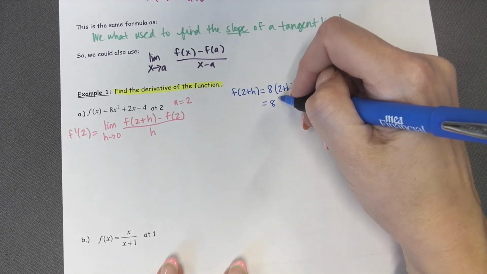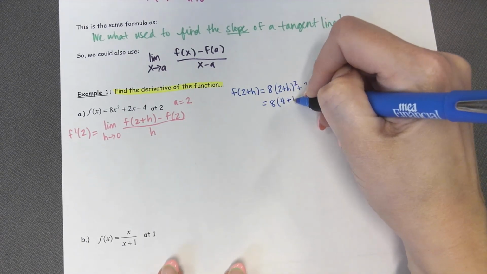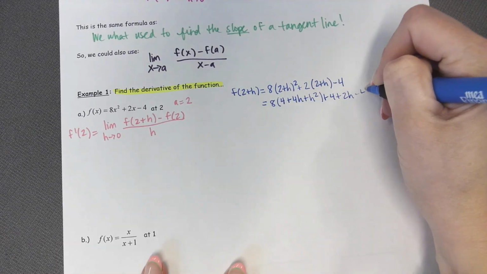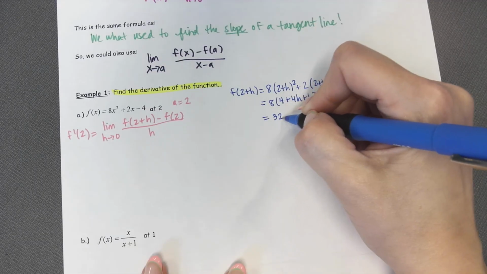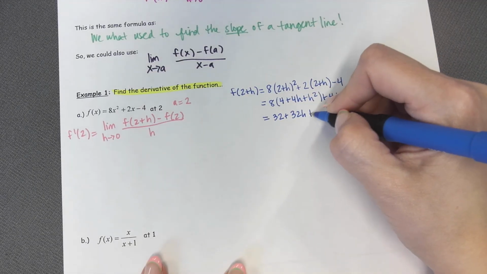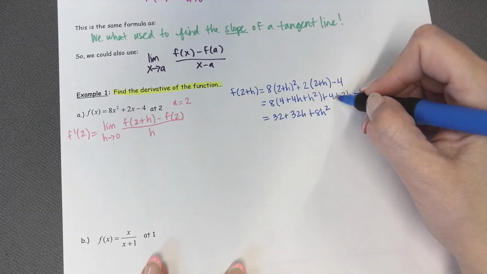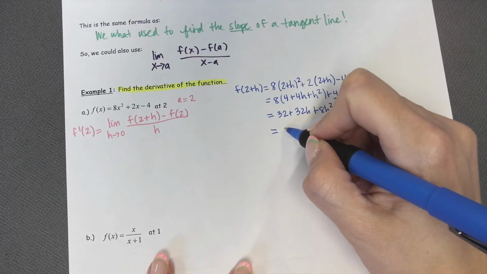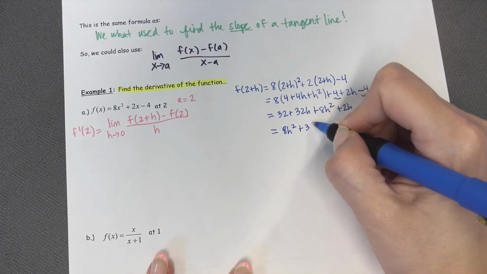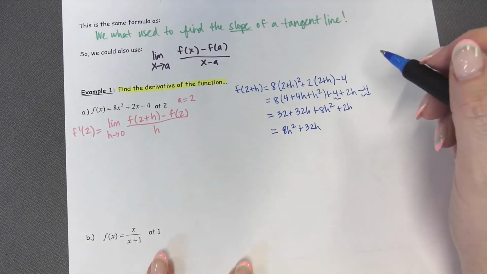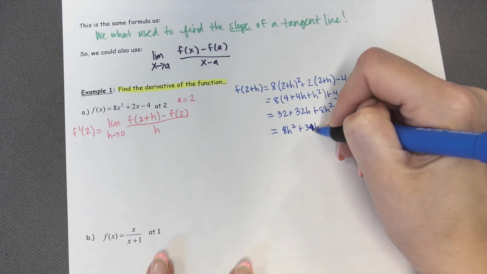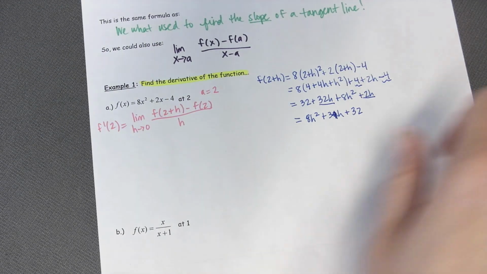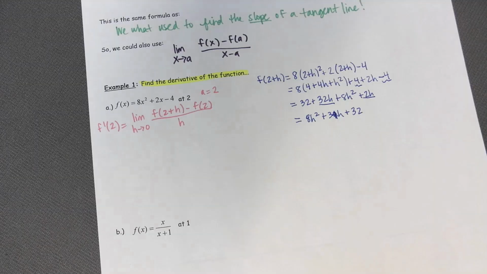All right, so let's see how we did. When you FOIL this out, 2 times 2 is 4, 2 and 2, 4h, plus h squared. Distribute to get 4 plus 2h minus 4. So we have 32 plus 32h plus 8h squared. The 4 minus 4, those are going to cancel. Then I have 8h squared plus 34h, combining the 32h and 2h, plus 32. That's what we're going to go back and plug in.